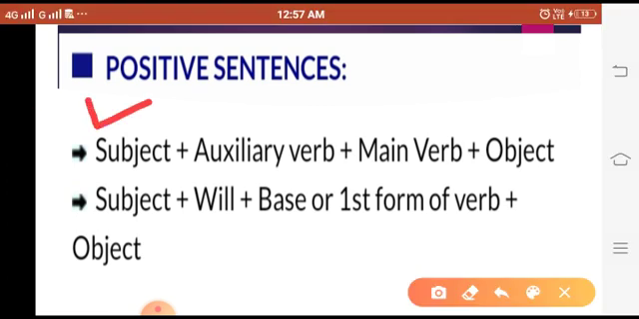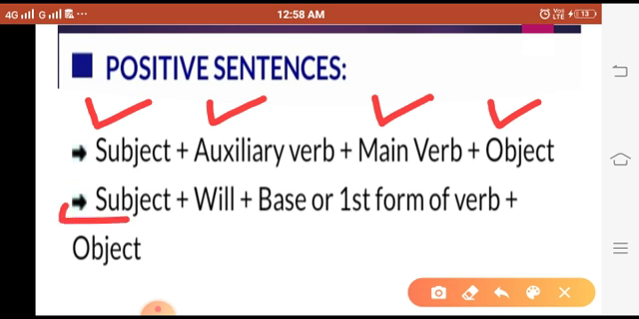First, we write subject. Subject is the doer of the sentence who is involved in performing the action of the sentence. Then we write auxiliary verb. Auxiliary verb is the helping verb whose main function is to assist the main verb of the sentence. Then we write main verb. Main verb is the main action of the sentence. And then we write object. Object is something with which the action of the sentence is performed.